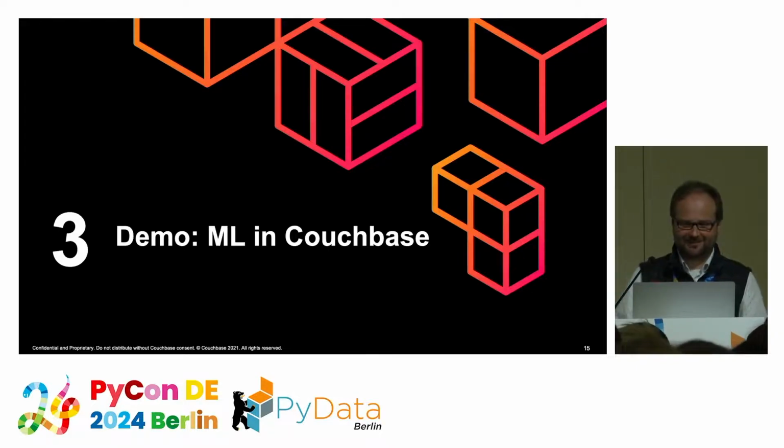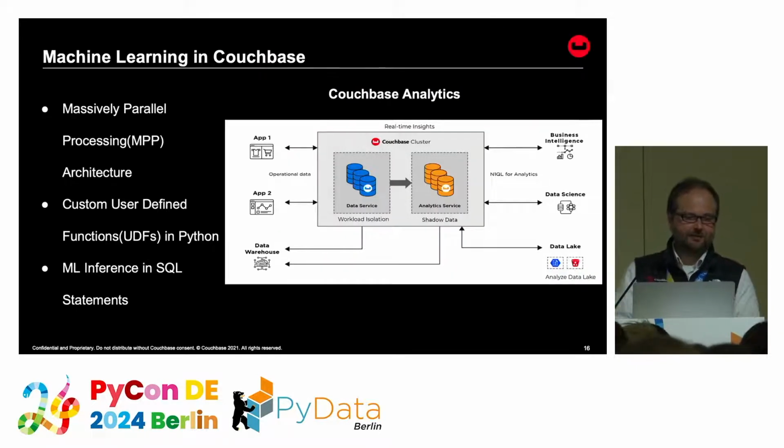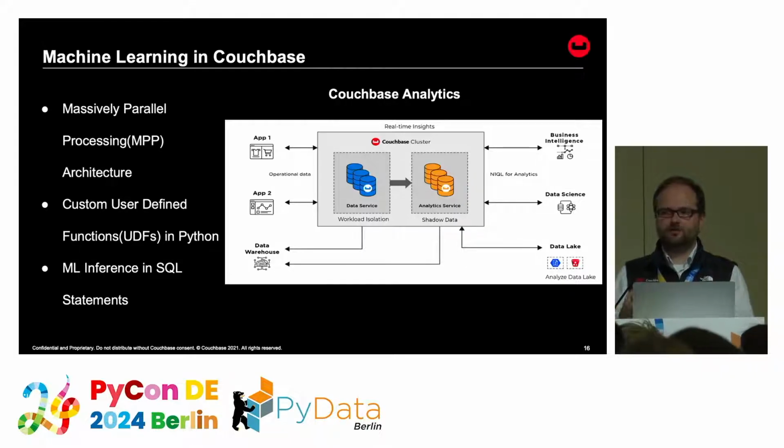That's good. All right. So machine learning in Couchbase. Couchbase is actually a database platform which combines NoSQL database plus relational database in one system. So we store JSON documents, but our query language is SQL. So we are ANSI compliant. That means we combine the best of both worlds.